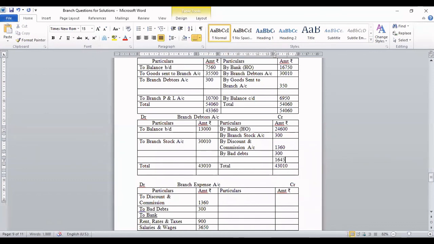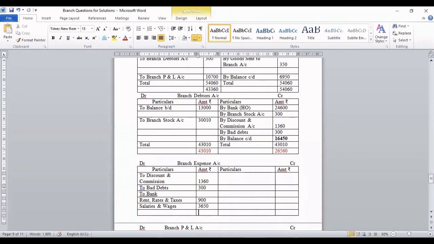Just check the credit side, everyone. The credit total is 26,560. Okay, fine. I'll keep this in red so people understand that this is your closing balance or closing credit side total, 43,010. I also keep this in red, so this will help me understand this is your total amount. So everyone getting this 16,450? Yes, sir. By balance carried down. I'll keep this in bold just to make sure this is your closing balance.